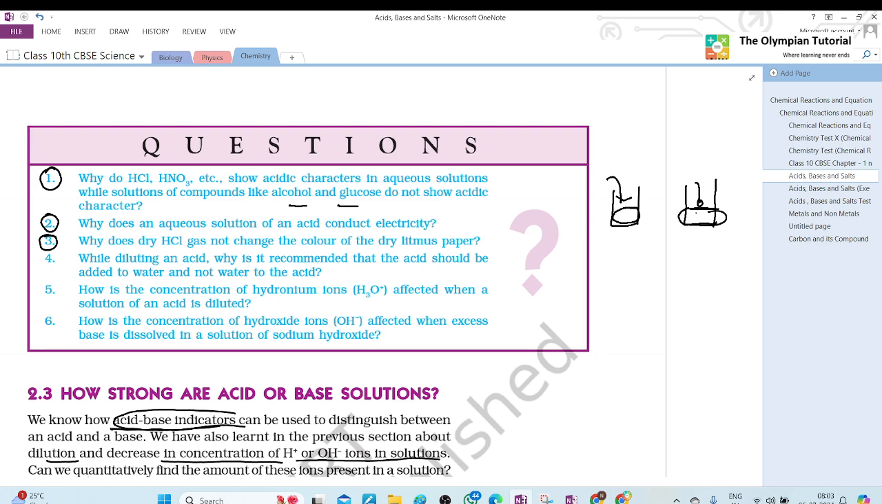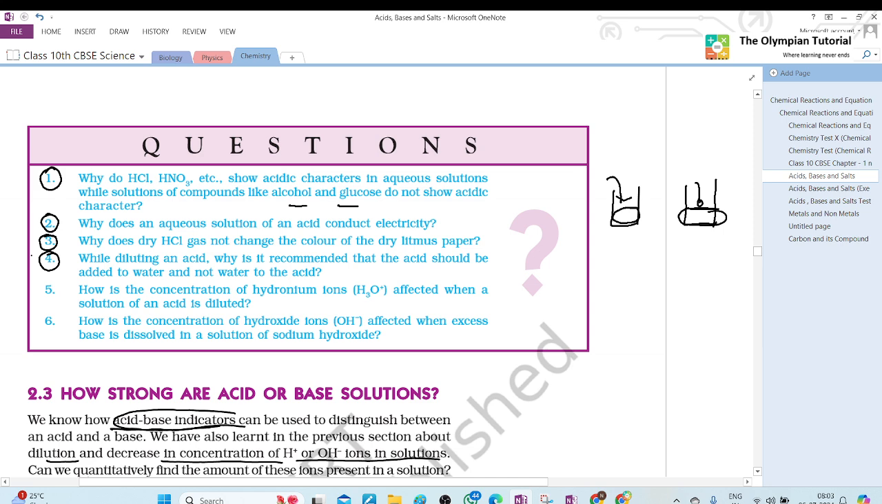Okay, ma'am. Yes, ma'am. Fifth question, Tanya. How is the concentration of hydronium ions affected when a solution of an acid is diluted? Ma'am, there will be a decrease in the concentration of ions per unit volume. It will be decreased.